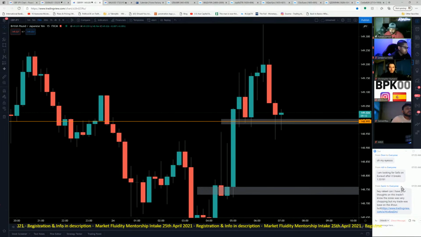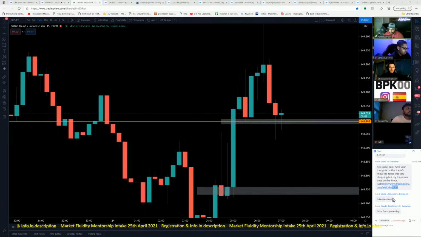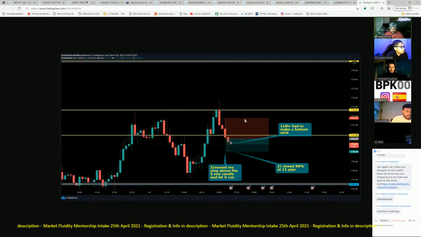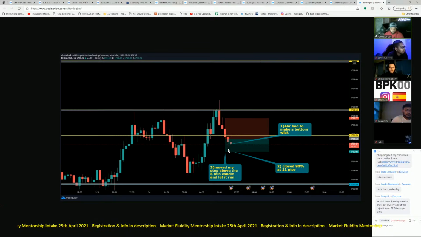Can I have your thoughts on this trade? I know the zones are very choppy, but my trade was based on the 4-hour time frame. 4-hour had to make a bottom wick. Gold, moved my stops above the 15-minute candle, closed 90% at 11 pips. Nice, pretty good. So you were basing the whole move off the left-hand side, but it is what it is at this point, right?